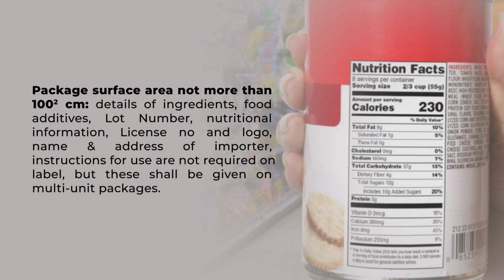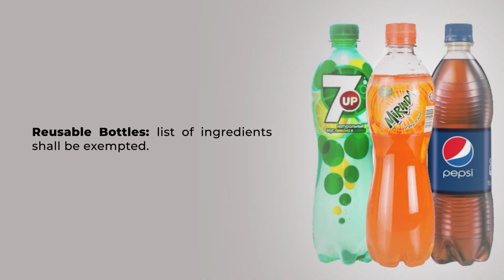Some of the detailed information, like the details of the ingredients, the food additives, the lot number, nutritional information, license number and logo, name and address of the importer, and instructions for use, are not required on the food label itself, but these shall be given on the multi-unit packages. If the product is available in a bottle and that is a reusable bottle, then there is no need of giving the list of the ingredients on the food label.